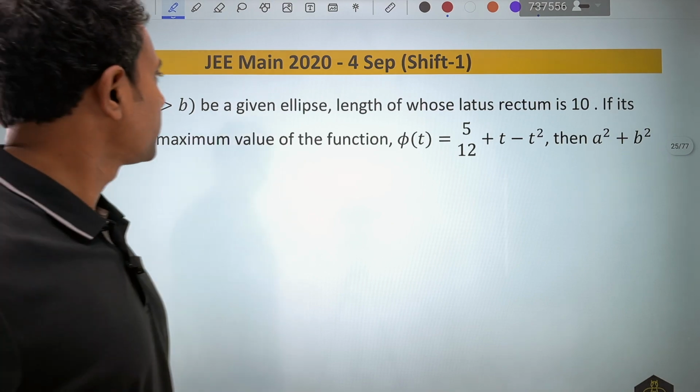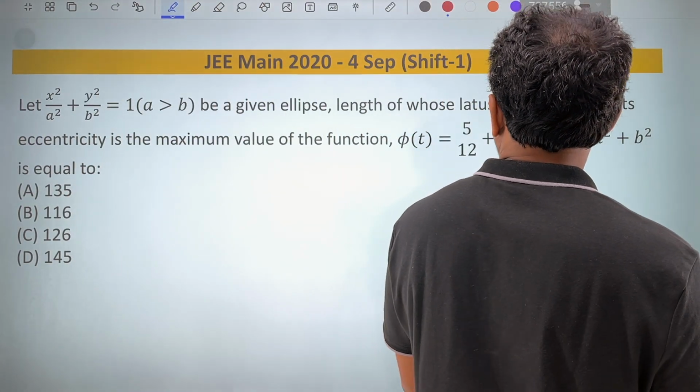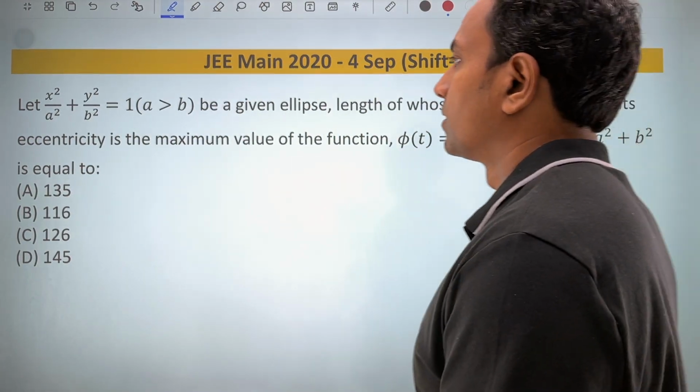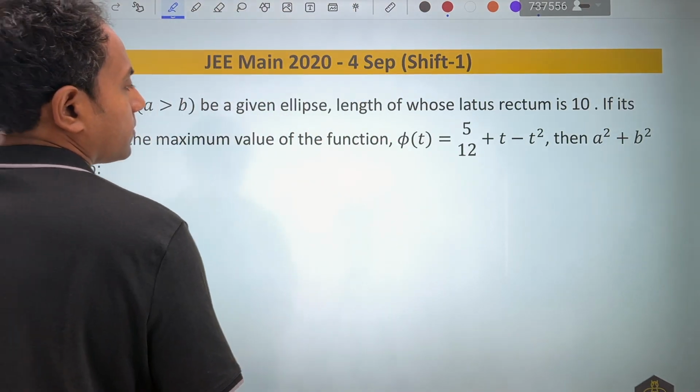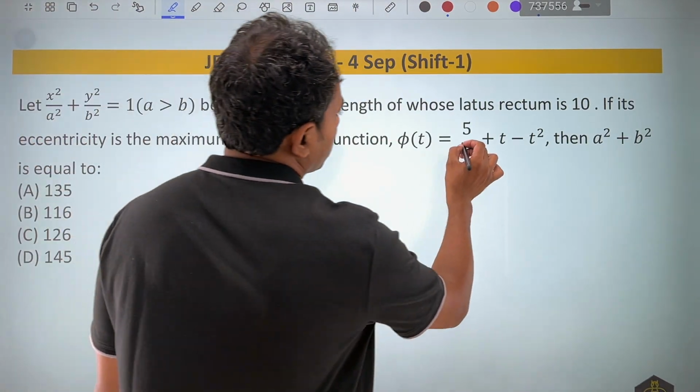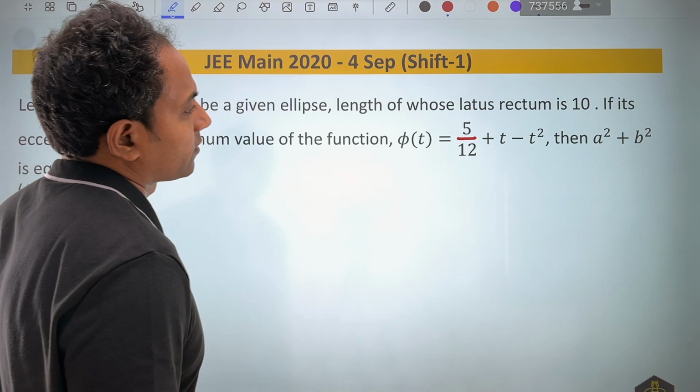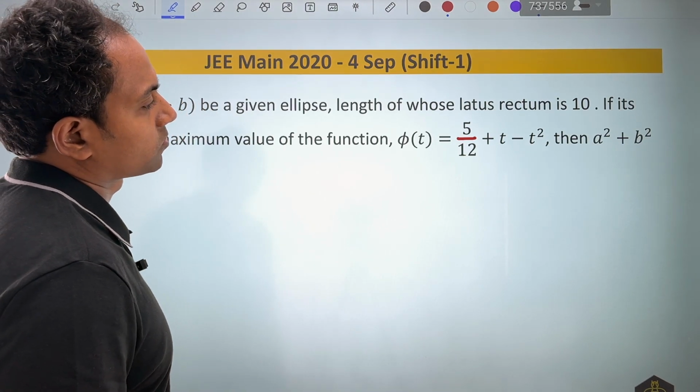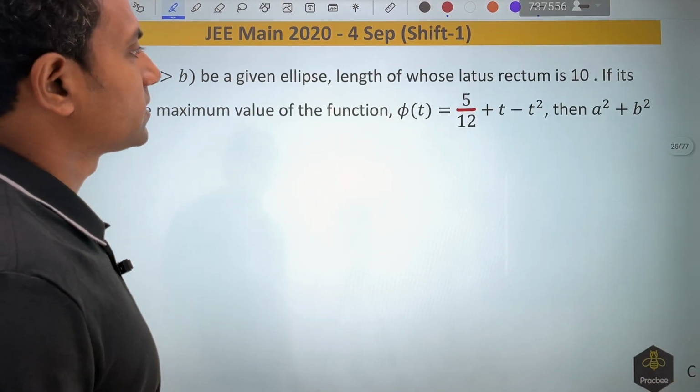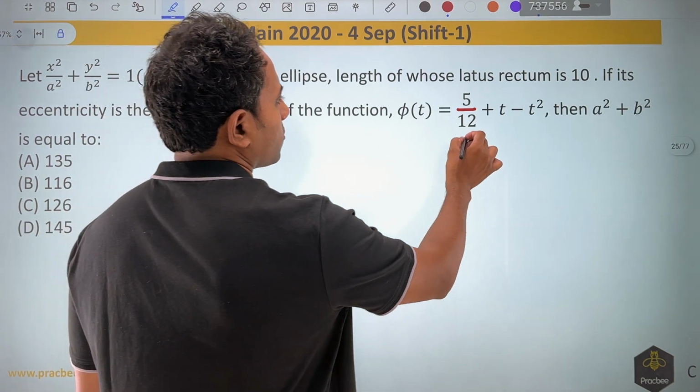The 2020 question says that you have been given an ellipse, the length of whose latus rectum is 10. If the eccentricity is the maximum value of this function, you can see that now this function is given to you: 5 by 12 plus t minus t square. Essentially, it is the maximum value of this function. You can see that this is a quadratic.